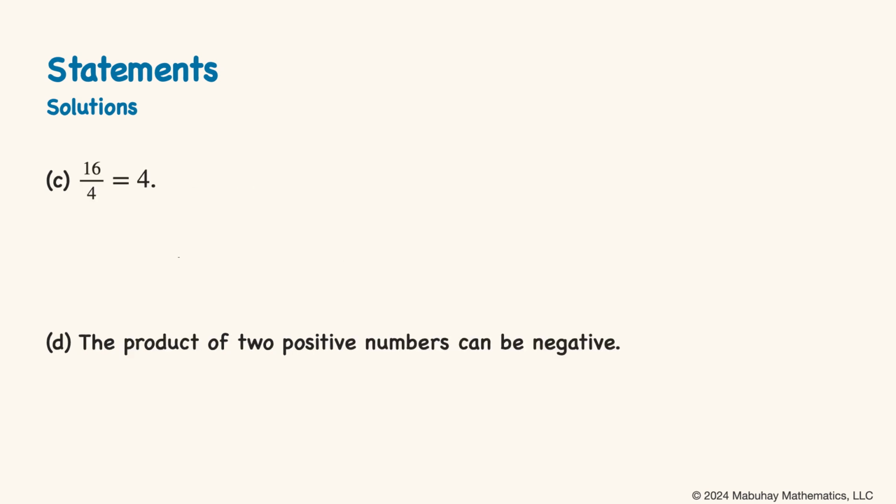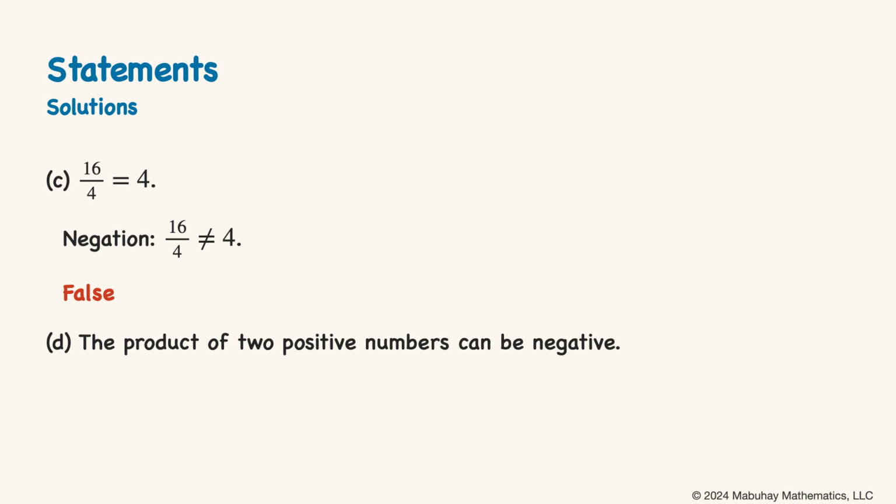Part C, 16 divided by 4 equals 4. What's the negation of this one? 16 divided by 4 is not equal to 4. And in this case, we have a symbol that we can use for the negation of equals. We have this not equal sign, the equal sign with the slash. So the negation is 16 divided by 4 is not equal to 4. The original statement is true, so the negation must be false.